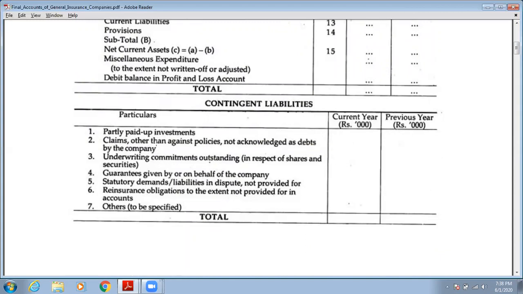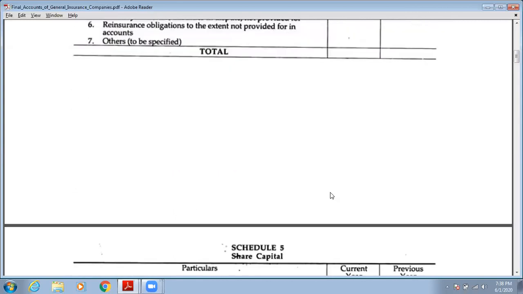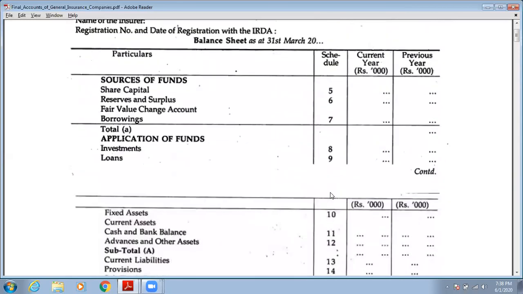Okay. Then partly paid up investments, claims other than against policies not acknowledged as debt by the company, underwriting commitments, outstanding guarantees given on behalf of the company, taxation demands and liabilities in dispute not provided for, reinsurance obligations to the extent not provided for in accounts, and others. So all these you will include under the contingent liabilities heading, and you will do the total of that detail. Okay. So this is the format of the balance sheet for the general insurance company.